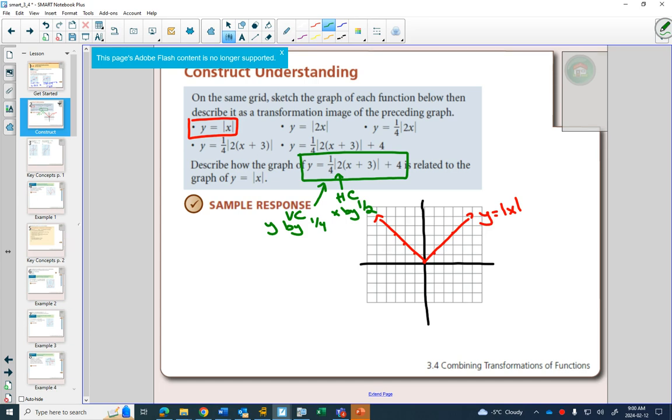One teacher once said that the x's are liars. The x's always lie to you. You see a 2? No, they're lying. They want you to multiply by half. You see a +3? The x's are lying. This is a horizontal translation, not 3 to the right, but 3 to the left. And this 4 is outside the function. That's going to move things 4 up.